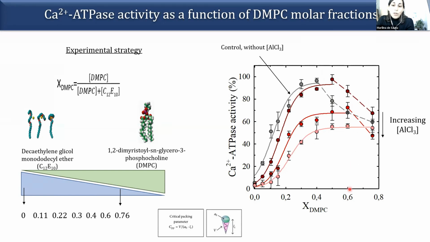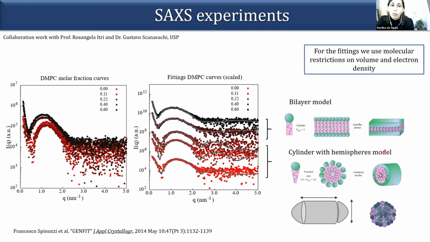So to study these differences between the particles at the different molar fractions, we performed a small angle X-ray scattering experiment in collaboration with the group of Professor Rosangela Itri and Dr. Gustavo Scarabacchi at the University of São Paulo. SAXS is based on the scattering of X-rays produced by the electrons in the sample. So we obtained the scattering curves, intensity of scattering as a function of the scattering vector, at the different molar fractions.